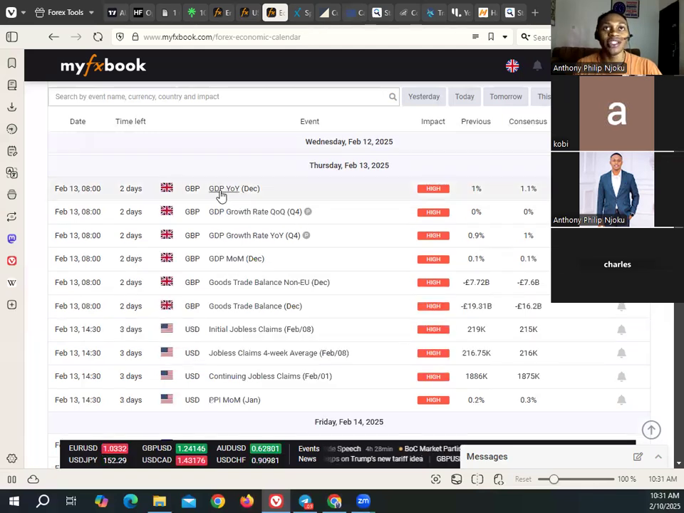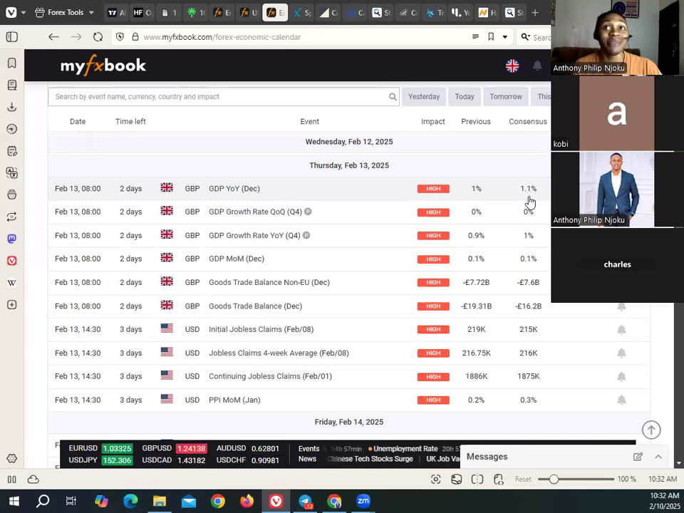Then on Thursday, we have the GDP. GDP year over year, great for Great Britain pound. This London session news has to do with the gross domestic product. It has to do with growth, and economy's growth. That's simple. So they are comparing last year December 2023 against December 2024. This is 1% for 2023, and they're saying that the 2024 growth increased by 1.1%, which is 0.1%.